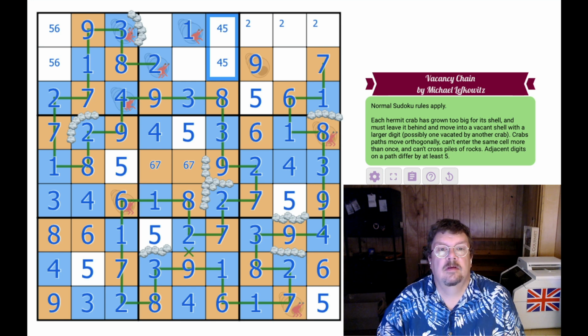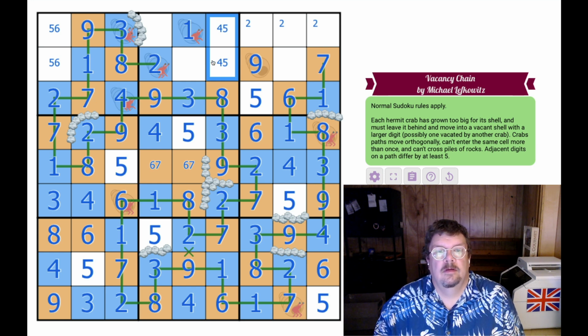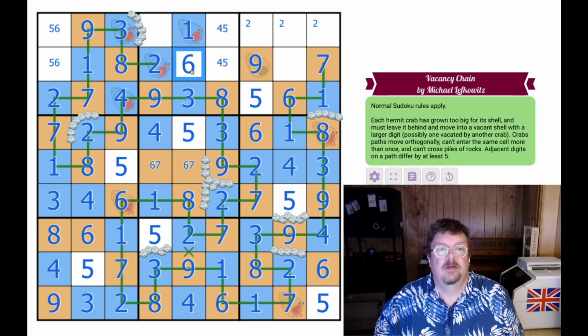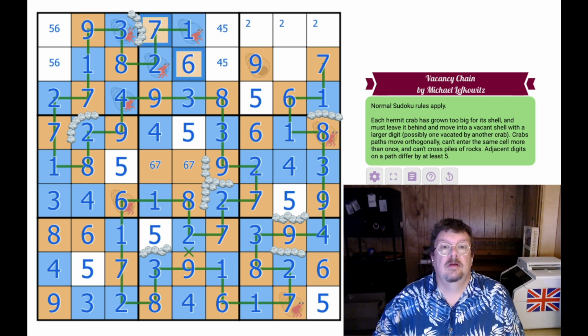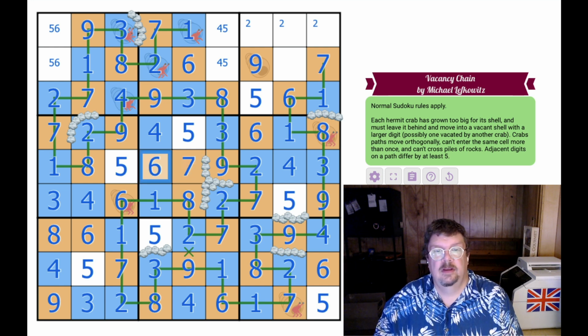6. 4 there. These are 6 and 7. That can't be a 7, so that's a 6. That's a 7. Path has to go that way because a 6 can't be next to a 2 on the path. So that is high digits. That resolves my 7 and 6 here.